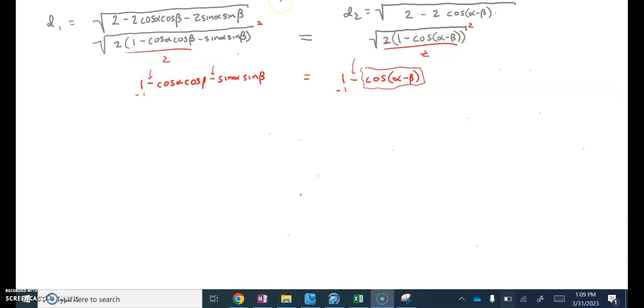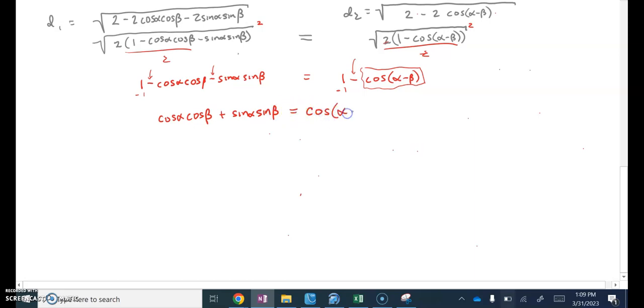When I get a positive cosine of alpha cosine of beta plus sine alpha sine beta, and that's equal to cosine of alpha minus beta. And there's our formula for the angle difference in cosine.